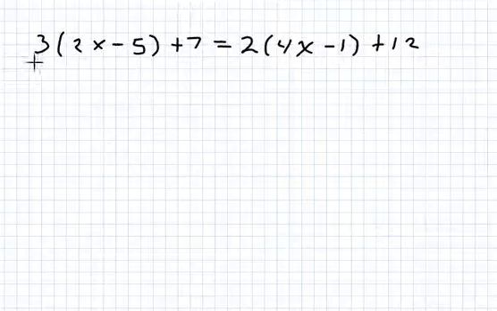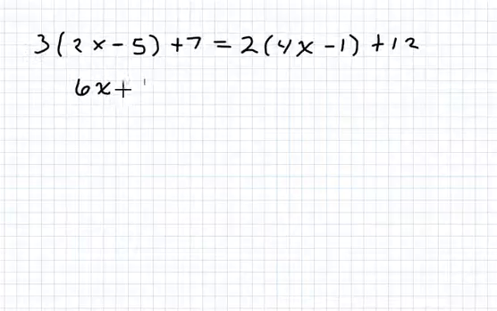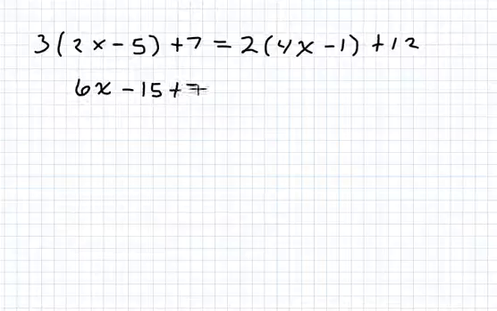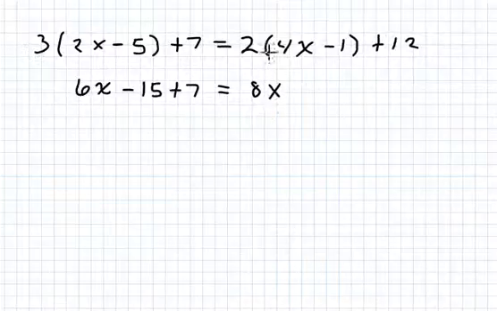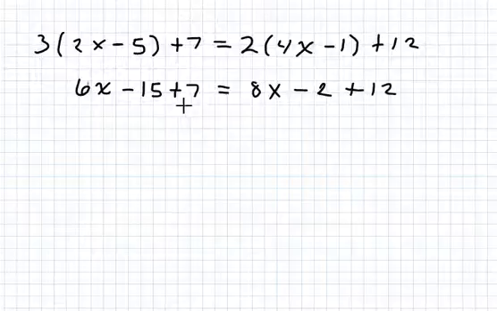And what I'm going to do first here is go ahead and distribute this 3 across. So 3 times 2 is 6, but of course we don't want to leave off the x. And 3 times 5 is 15, but that's a minus 15, plus 7 is equal to 2 times 4 is 8x, and 2 times 1 is 2, but that's minus 2, remember? Plus 12.